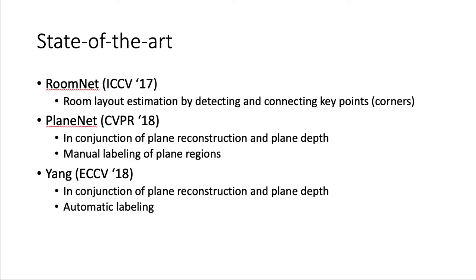So I picked 3 state-of-the-art papers working on this problem. RoomNet is from ECE570 that proposes a deep neural network to estimate the room layout by detecting and connecting the room key points like corners. PlaneNet from CVPR18 and Yang from ECE570 both train an end-to-end deep neural network to output the plane segmentation and the plane depth in conjunction. PlaneNet requires the manual labeling of plane segmentation results, but Yang studies the depth difference threshold to automatically segment different planes directly from the depth map provided by the dataset.